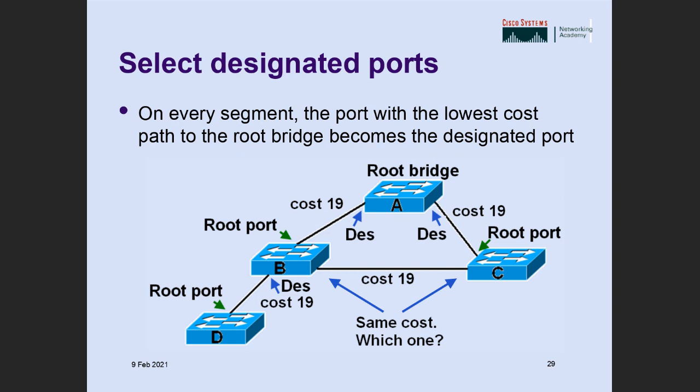So the port with the lowest cost becomes a designated port. Here we have switch B and switch C. They've determined the root port, the lowest cost, back to the root bridge.